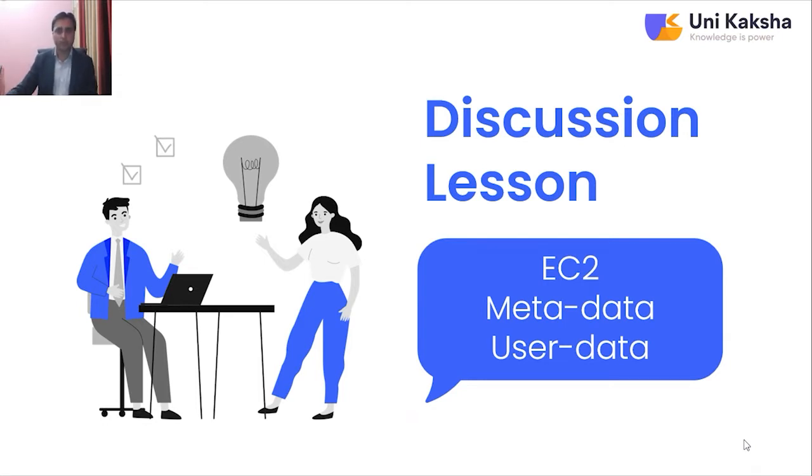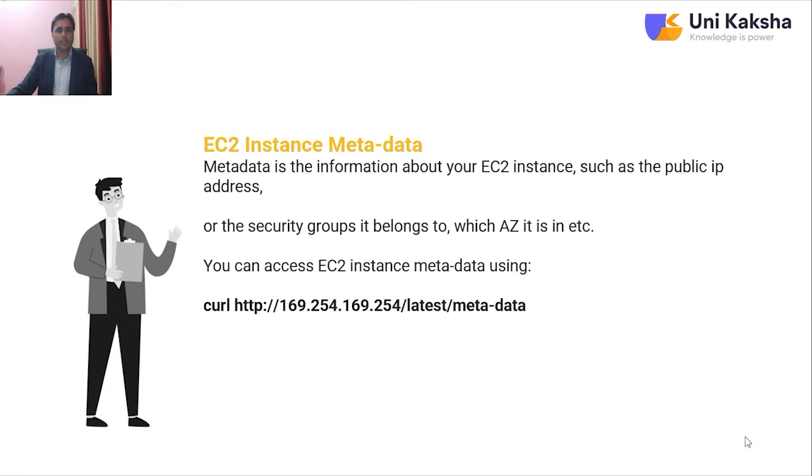If you have a Windows instance, then you will execute all the tasks using PowerShell, and when you have a Linux instance, then you will execute all the tasks using the CLI. So friends, EC2 instance metadata is the information about your EC2 instance, such as the public IP address, right? You can find out the security group, in which AZ your instance is running. So this is the URL called http://169.254.169.254/latest/metadata. So my dear friend, first of all, I will provision an EC2 instance. Then I will show you how to find out the EC2 metadata.